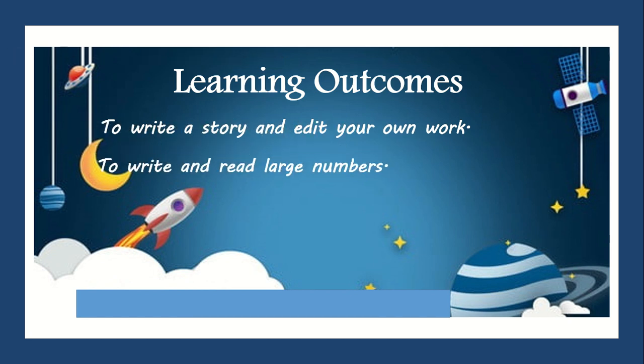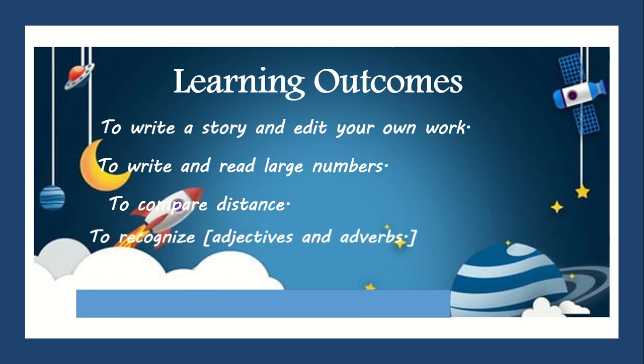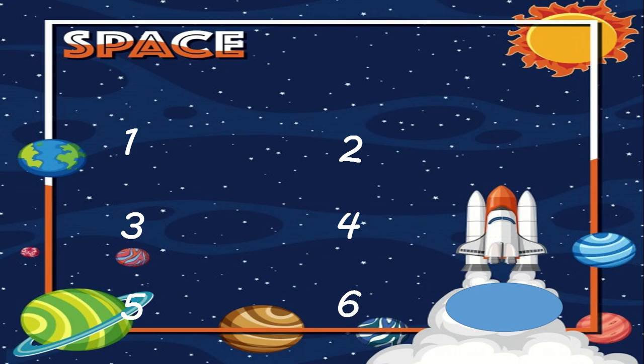Okay? Then we are going to write and read large numbers. Then we are going to compare distance. We are going to compare the distance between the sun and the planets. Okay? And then at the end, we are going to recognize adjectives and adverbs. Okay?